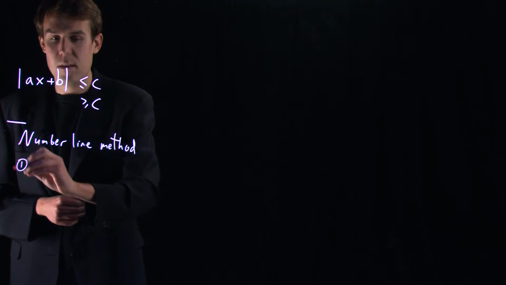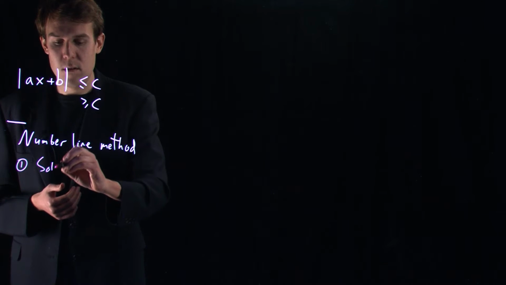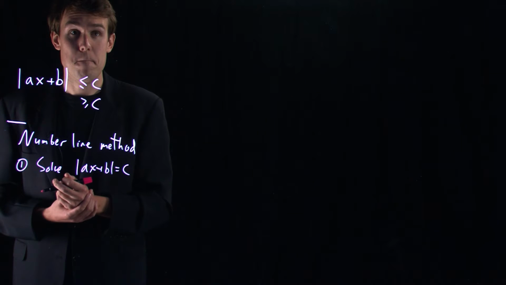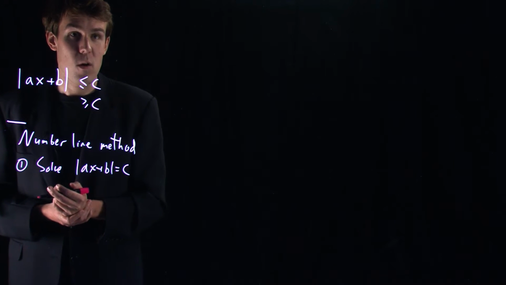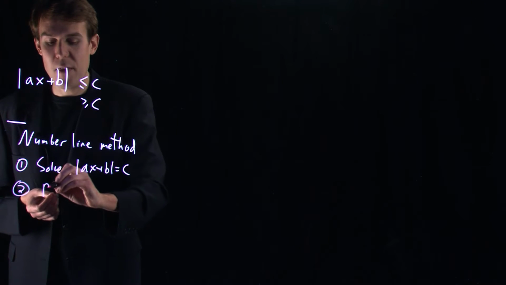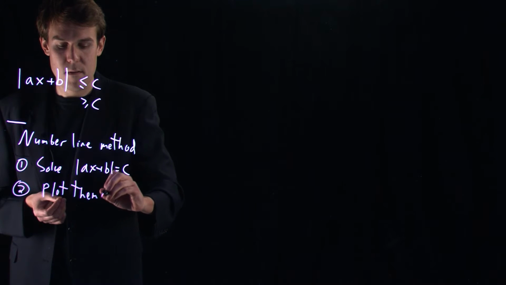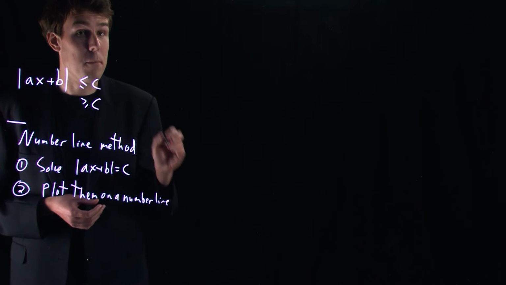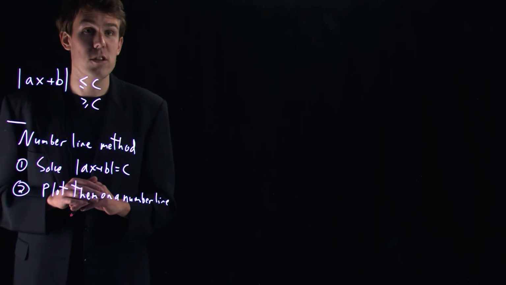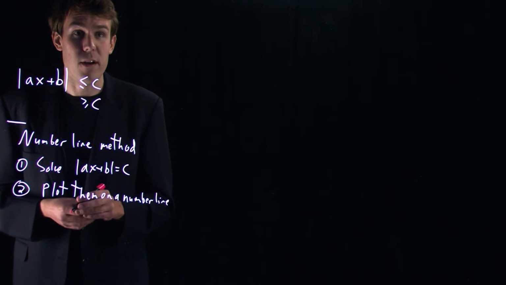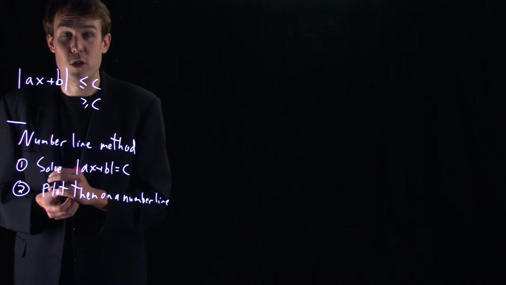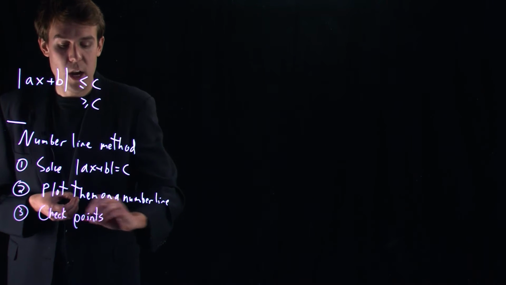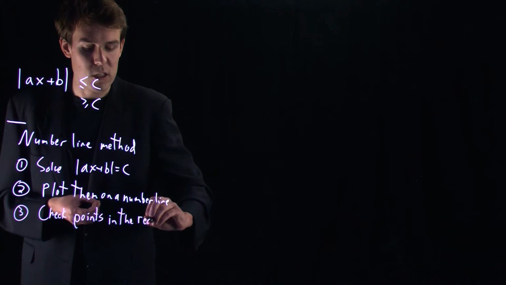The first step is to solve the corresponding equation, so what we did in the previous section. We solve absolute value of ax plus b equals c. Again, in general, we'll have two solutions for this. Once I find those, I will plot them on a number line. Then our final step is to pick points in the regions defined after plotting my solutions and check whether they satisfy the inequality or not. That will determine if the corresponding region is part of the solution space or not. So I check points in the regions on the number line.